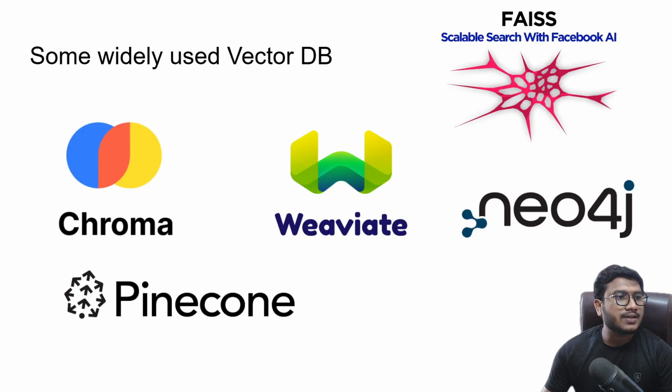Here you can see some widely used vector databases, like ChromaDB, Weaviate, Neo4j, then we have FAISS and Pinecone. Apart from that, there are some more vector databases available, but these are some widely used ones. In our program also, we'll try to utilize some of the vector databases for implementing LLM powered applications. Then I think your understanding would be clearer.